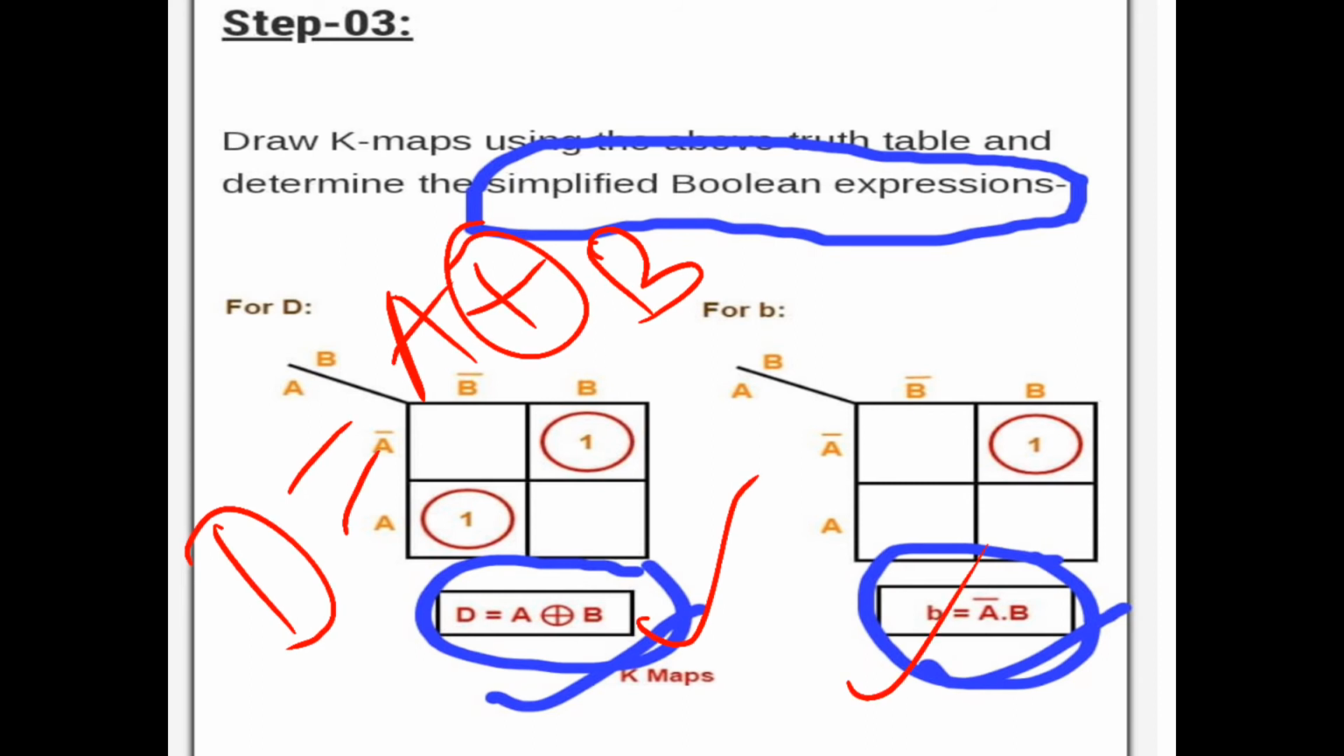Similarly, the borrow works according to the expression A bar dot B. So these two expressions need to be taken care of when we are studying the half subtractor. They must be followed while evaluating the subtraction between two single bit numbers.